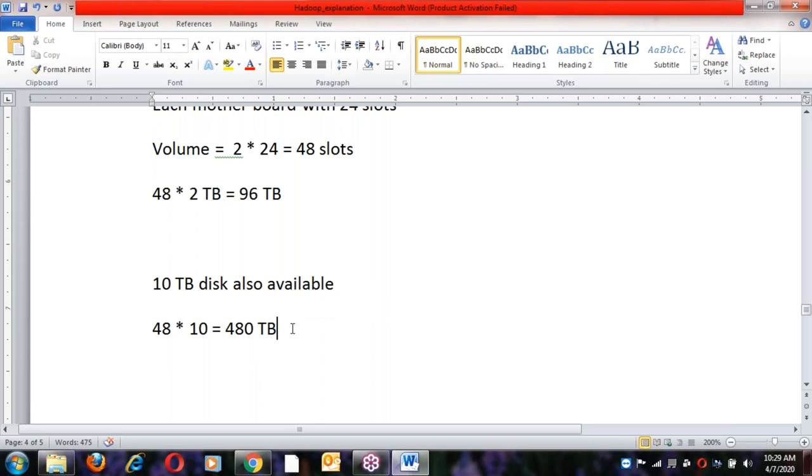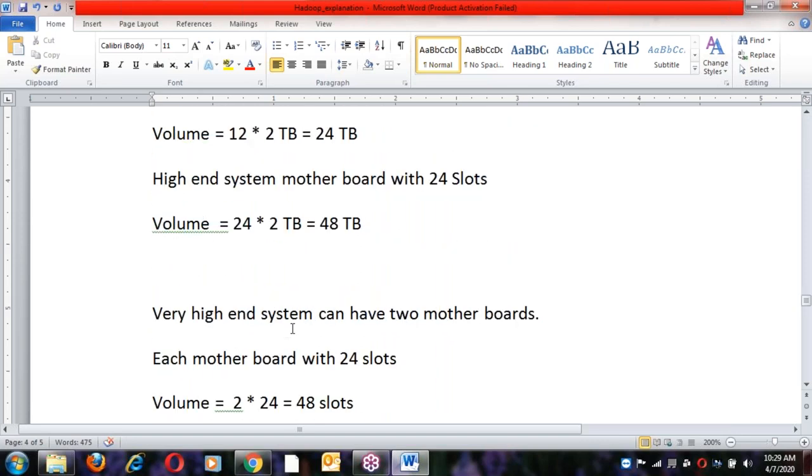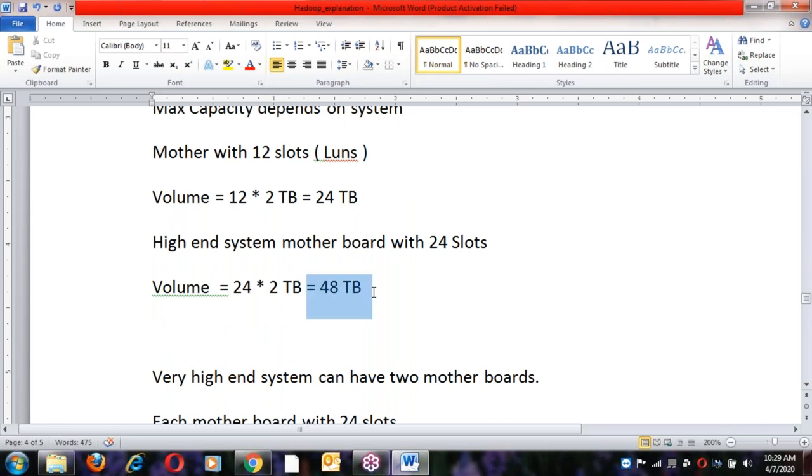But this much is not recommended. What is recommended is the basic one: 24 slots into 2 TB, which is 48 TB. 12 into 2 is very low-end hardware. Medium range hardware is recommended: only one motherboard with 24 slots, 24 into 2 TB, around the 50 TB range. So this is the recommended one.